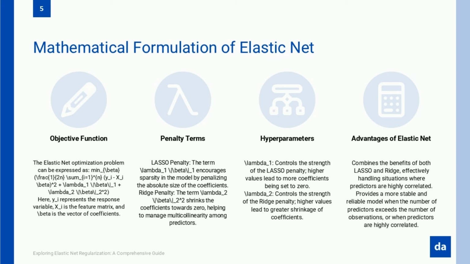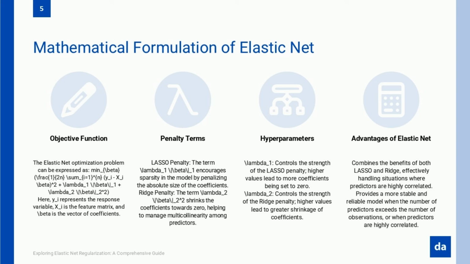We minimize 1 over 2n times the sum of squared differences between actual values and predicted values, plus lambda 1 times the absolute sum of the coefficients, plus lambda 2 times the sum of squared coefficients. Or, in a more natural way to think about it, that first part is just our regular loss function, which measures how wrong our predictions are. The first penalty term, which is lambda 1 times the sum of absolute values of the coefficients, is the Lasso penalty.